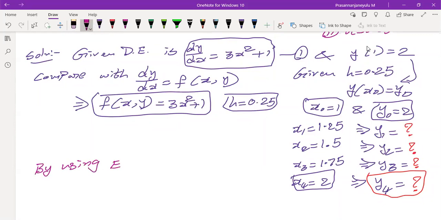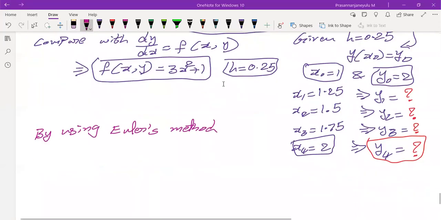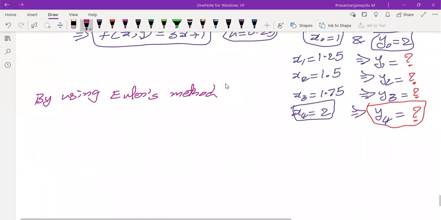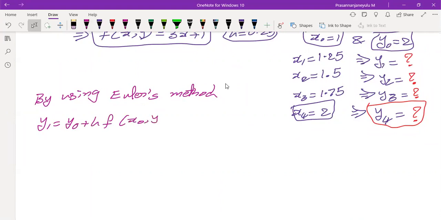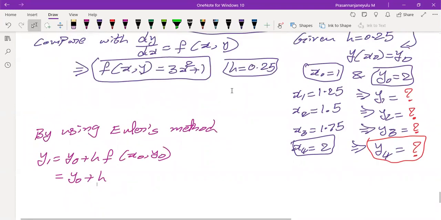So by using Euler's method, by using Euler's method, what is the first step? Step 1, y1 is equals to y0 plus h into f of x naught comma y0. But here, what is f of x comma y? F of x comma y is 3x square plus 1.